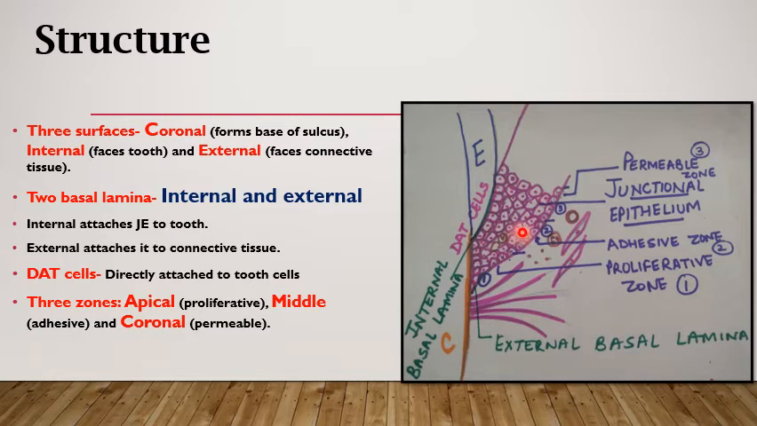Because the function of junctional epithelium is adhesion. It provides adhesion to the tooth. So the central zone is adhesive zone. And the most coronal zone, because it is in contact with the sulcular epithelium, so it inherits some characteristics or some permeability from the sulcular epithelium also. This is highly permeable zone. So the three zones are apical, middle and coronal. Apical is proliferative, middle is adhesive, and coronal is permeable.